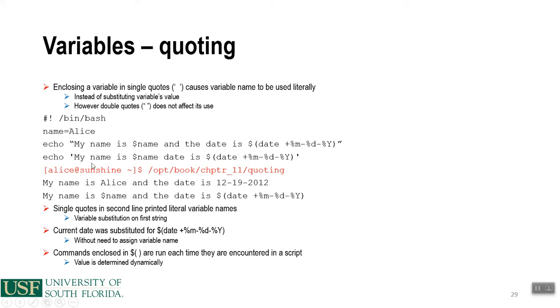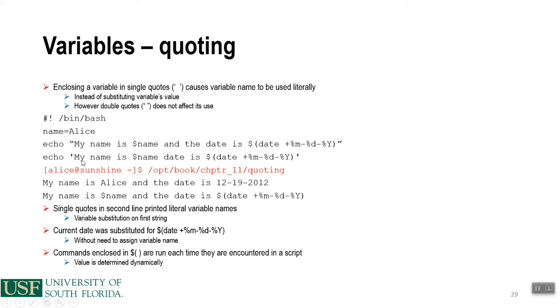What you can also do is echo the one with a single quote. If you were to run this script, since we have the bin bash up here, we don't have to actually call bash. We'll see that the first line of the output is going to be my name is Alice and the date is 12/19/2012, and the second one is going to be my name is $name and the date is this particular variable name.